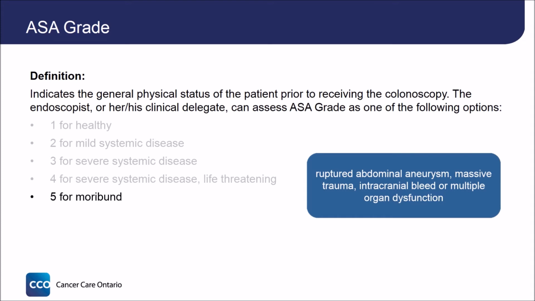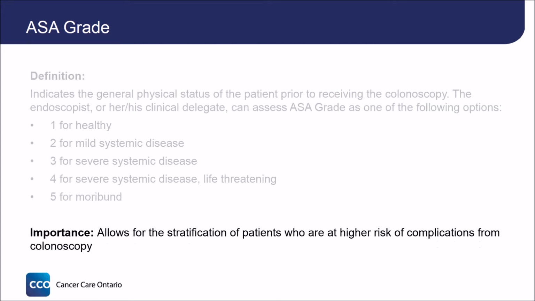ASA grade measures patient comorbidity and is a predictor of perioperative morbidity and mortality. Patients with greater comorbidity are at greater risk of complications from colonoscopy. Inclusion of the ASA grade as a DSP data element permits the uniform collection of patient comorbidity data across institutions in Ontario.